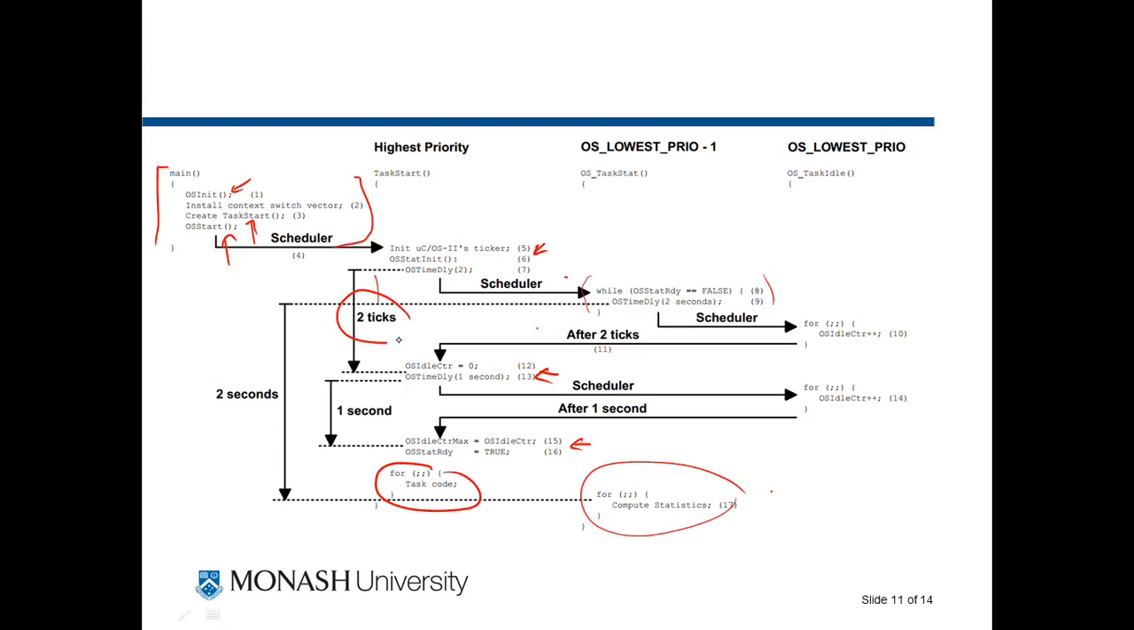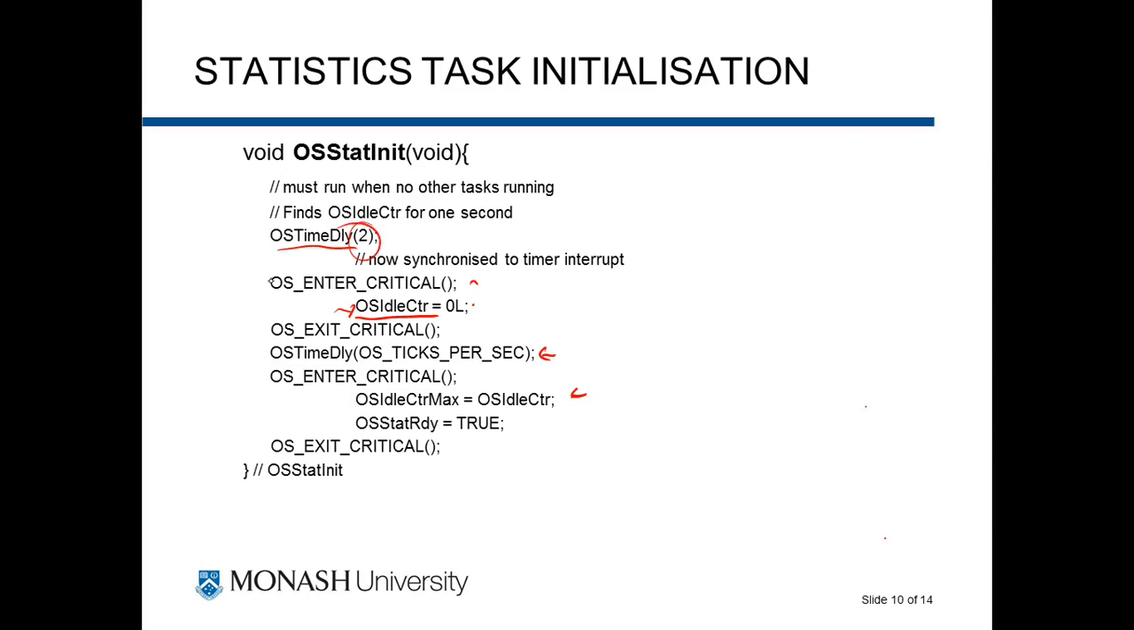Why do I need 2 ticks? Why do I do OS delay 2 here? Why can't I just do 1? Can anyone see why?